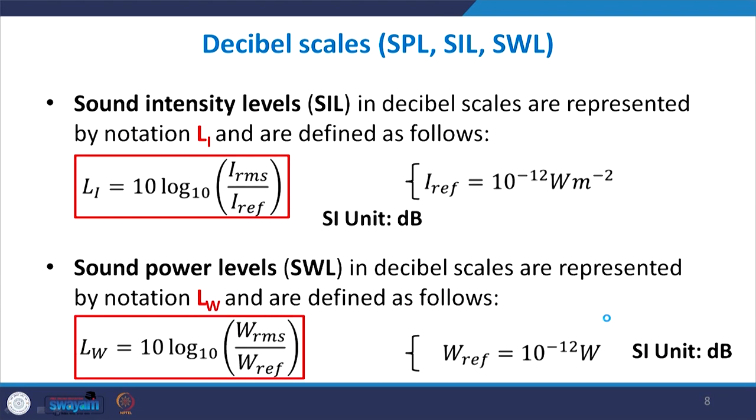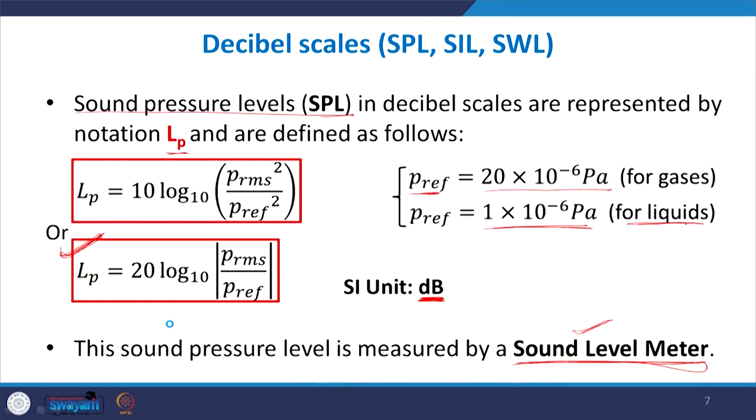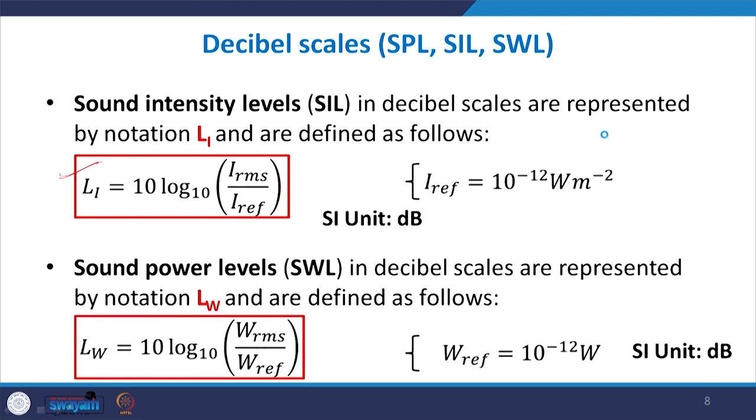Then there are other levels such as sound intensity level. It is simply defined as L_I, the level of intensity, which is 10 log10 of I RMS by I reference. Now as you see here, this is the same definition as L_P. So the definition is different, but the values are always the same. L_I is equal to L_P.